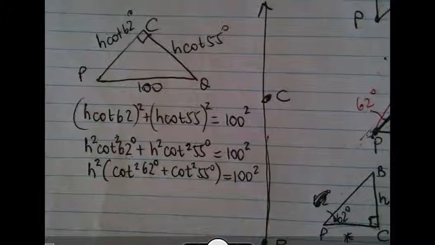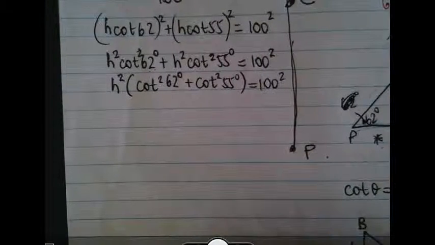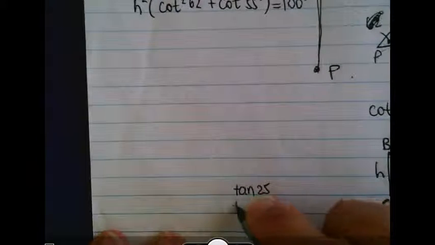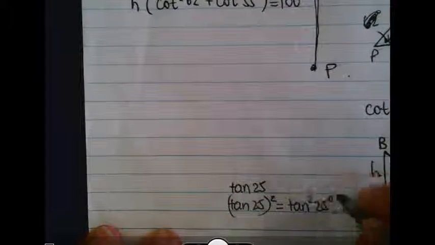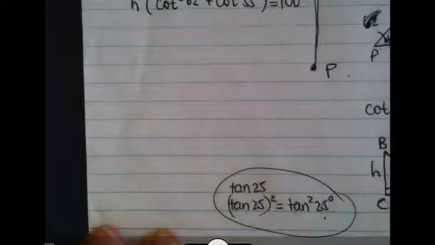That's how you write cot 62 squared. That's how we write it. So, for example, if I want to write tan of 25 squared, it's not written like that. It's written like this. That's how you write it. Okay, that's how you write squareds.